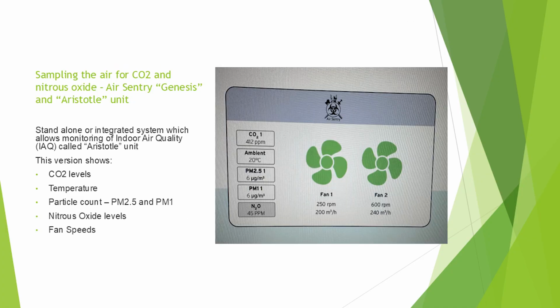Okay, so sampling the air for CO2 and nitrous oxide, as you can see on the right-hand side there, the readout shows you the CO2 in parts per million, the ambient temperature, and the two different particle sizes, 2.5 and 1, was it 1.1? And then N2O, nitrous oxide.